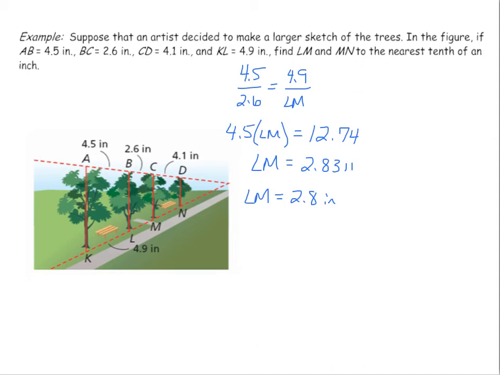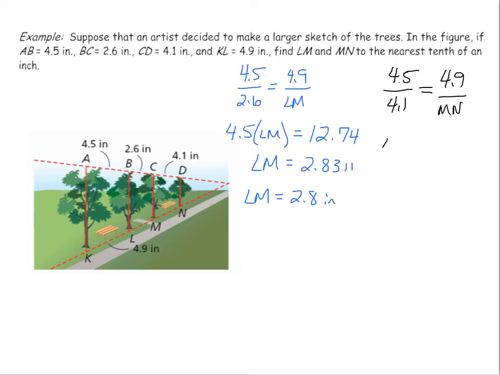So now when I'm taking a look at setting up my equation, I'm trying my hardest not to use the measurement for LM because LM is indeed a rounded value. So if I can try to not use it, we're better off. So let's go back, and I'm going to suggest we use AB and CD this time, and we'll compare it to KL and MN. So the setup that I'll use will be 4.5 over 4.1, because that's AB over CD, and we'll set that equal to 4.9 over MN.